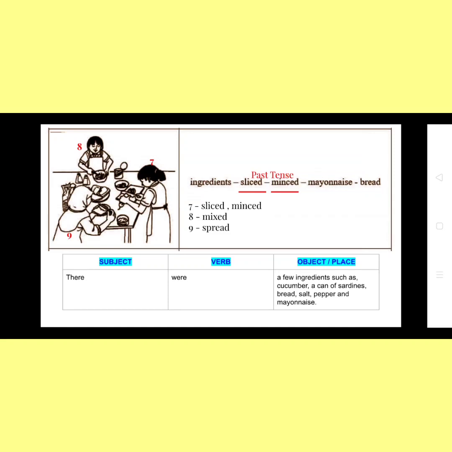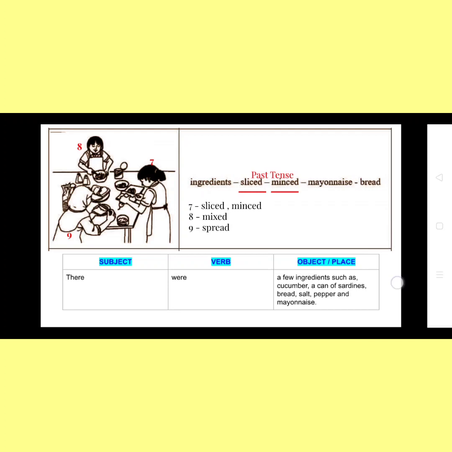Picture 2. There are a few sentences for picture 2. Let's look at the first sentence. There were a few ingredients. Let's look at the word ingredients. Here we can elaborate. What are the ingredients used to make sandwiches? There were a few ingredients, such as cucumber, a can of sardines, bread, salt, pepper, and mayonnaise.